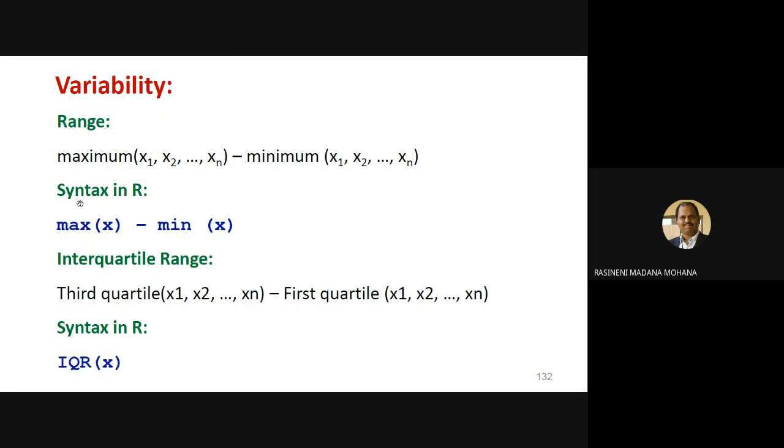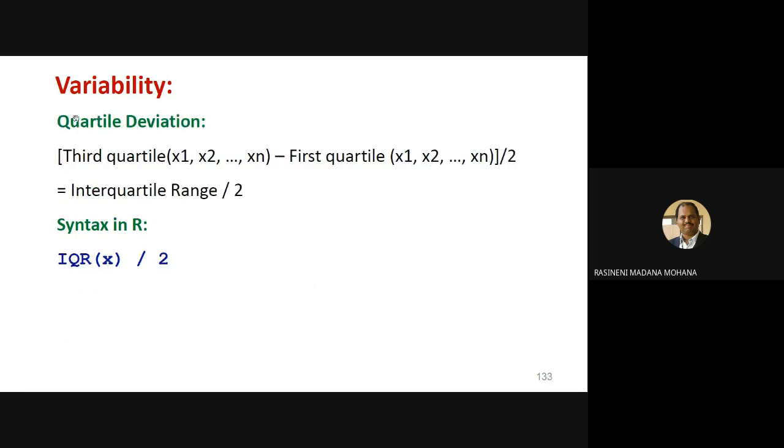In syntax, use the maximum value minus the minimum value, which gives the range. Then the interquartile range: the formula is the third quartile minus the first quartile, but in R you can directly use IQR, which gives the measure. Then quartile deviation: third quartile minus first quartile divided by 2. This is nothing but the interquartile range divided by 2, so simply you can use IQR(x)/2, which gives the quartile deviation.